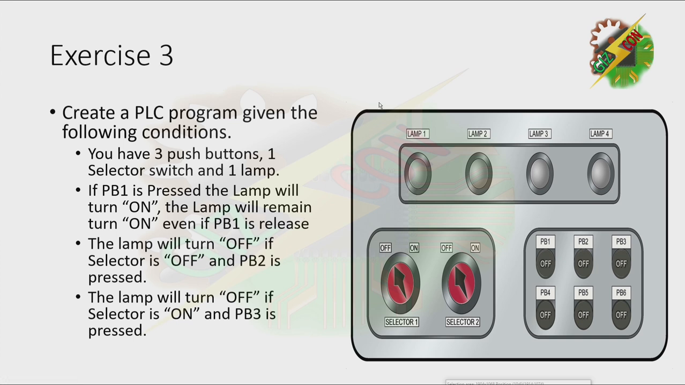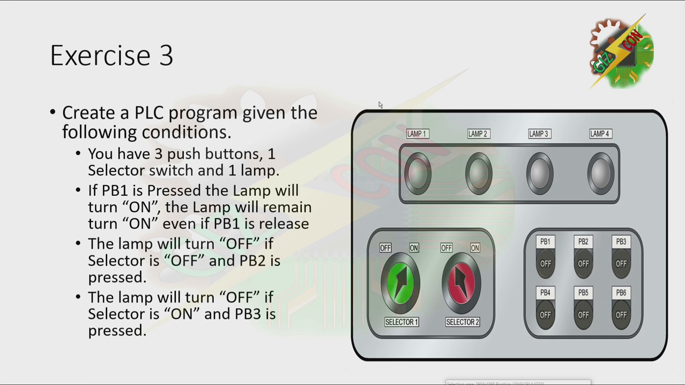As you can see on this problem, PB1 is the only button that you can use to turn on the lamp. And there are 2 push buttons that you can use to turn it off, depending on the status of the selector switch. Then now, let's have our demonstration. Let's press PB1. Lamp will turn on. Then, because our selector switch is off, if we press PB3, nothing will happen. But when we press PB2, lamp will turn off.